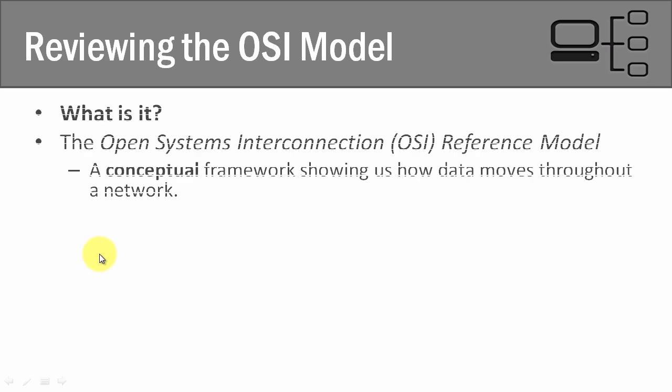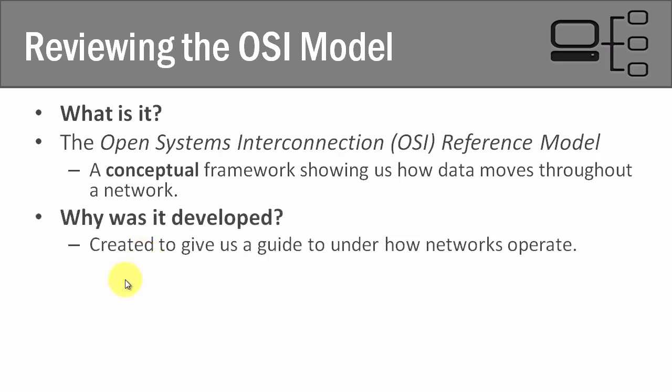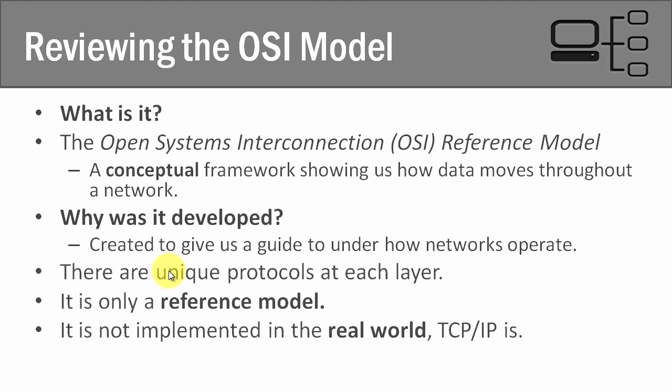So remember that the OSI model stands for the Open Systems Interconnection Reference Model, and it's a conceptual framework that shows us how data moves throughout a network. So why was it developed? Well, remember, it was developed to give us a guide to see how networks operate and how data moves throughout a network. And remember that there are unique protocols at each layer.